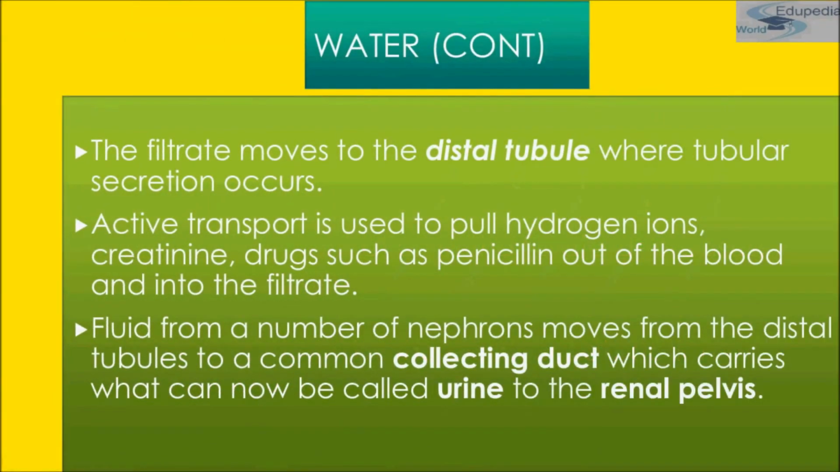Now the filtrate moves into the distal tubule where tubular secretion takes place. Tubular secretion is the third step of urine formation. Now active transport is used to pull hydrogen ions, creatinine, and drugs such as penicillin out of the blood and into the filtrate. Fluid from a number of nephrons moves from the distal tubules to the common collecting duct, which carries what can now be called urine to the renal pelvis.